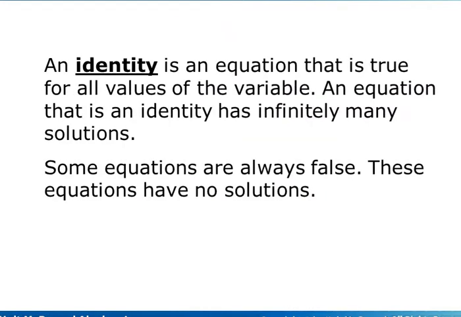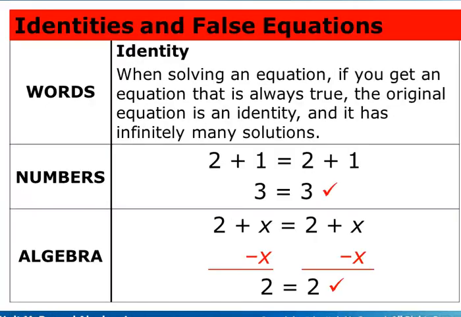Okay, now, what is an identity? An identity is an equation that is true for all values of the variable. An equation that is an identity has infinitely many solutions. And we also have equations where we do not have any solutions at all. Those are usually called false equations. Alright, so this is the case of an identity.